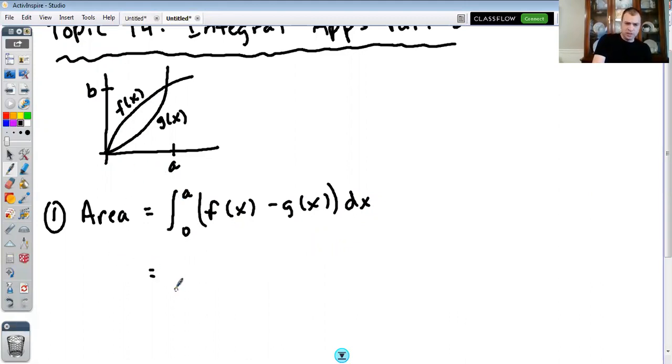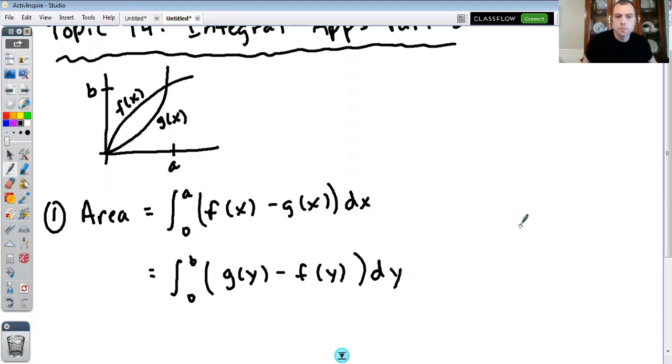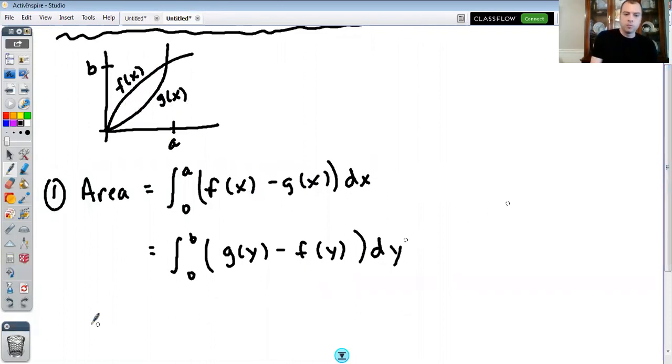I could alternately do this in terms of y, if it was easier in that way for the problem, by doing right equation minus left equation, g of y minus f of y, dy. Okay, so if you're asked for area enclosed, that's it. Very simple. Definitely could be something you have to do by hand as well.